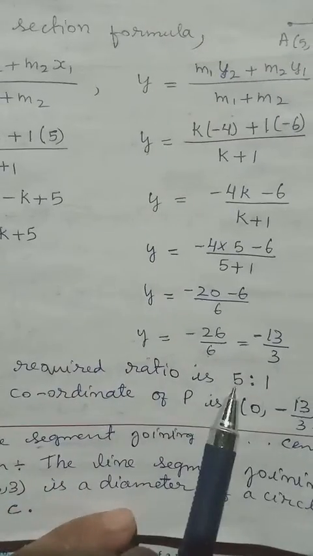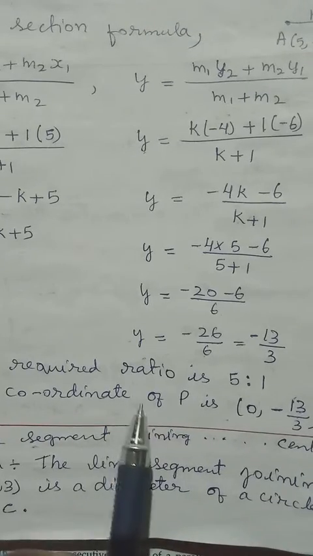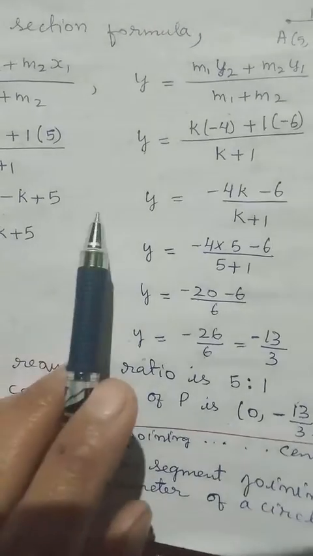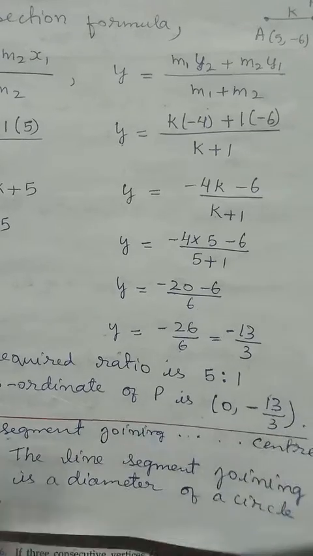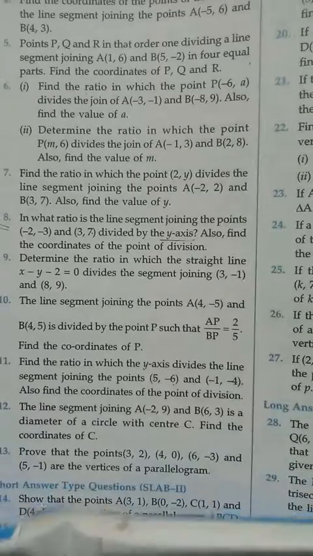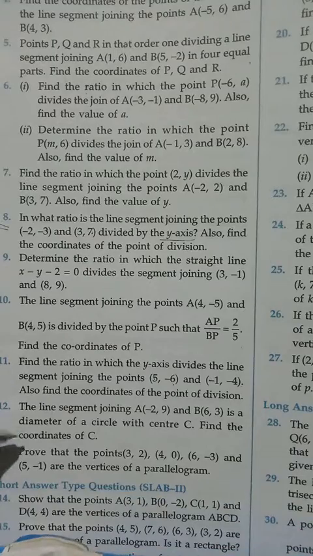So the required ratio is 5:1, and the coordinates of that point on the y-axis, which divides the given line, are 0, minus 13 by 3. Then we will see the next question.